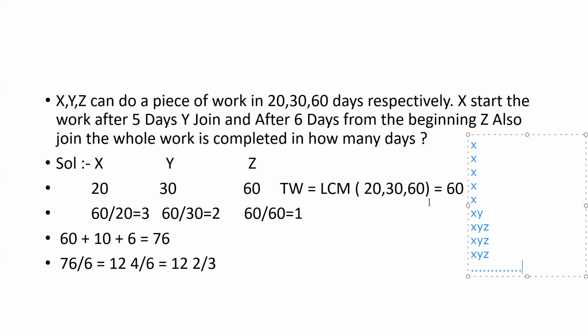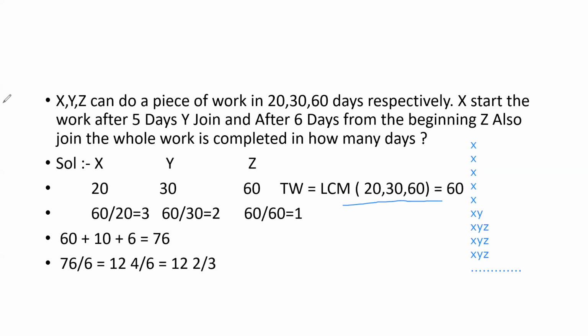Whatever the question, in time and work our first step is to find the total work. Total work means LCM. So the LCM of 20, 30 and 60 is equal to 60. Later we find the individual work for one day for each person, that is 60 by 20: X equals 3, Y equals 2, Z equals 1 unit per day.